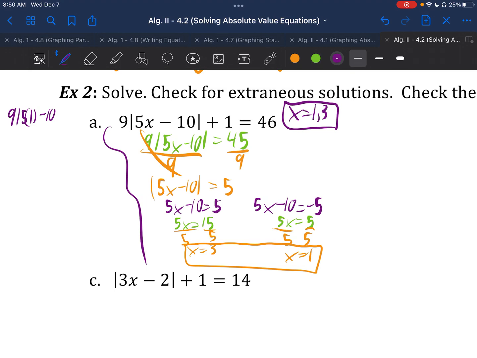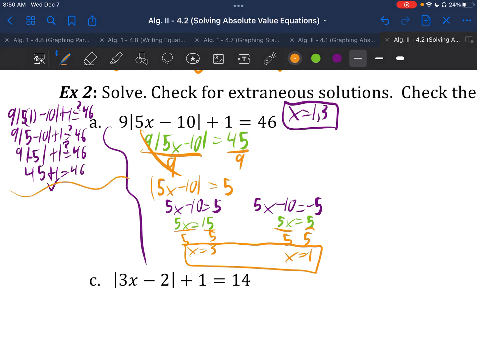So you'd say, hey, 9 times the absolute value of 5 times 1 minus 10, plus 1, does it equal 46? So we say, okay, 9 times the absolute value of 5 minus 10, plus 1. 5 minus 10 is negative 5, the absolute value of which is 5. So that'd be 9 times 5, 45. And yeah, 45 plus 1 is 46, so that checks out.